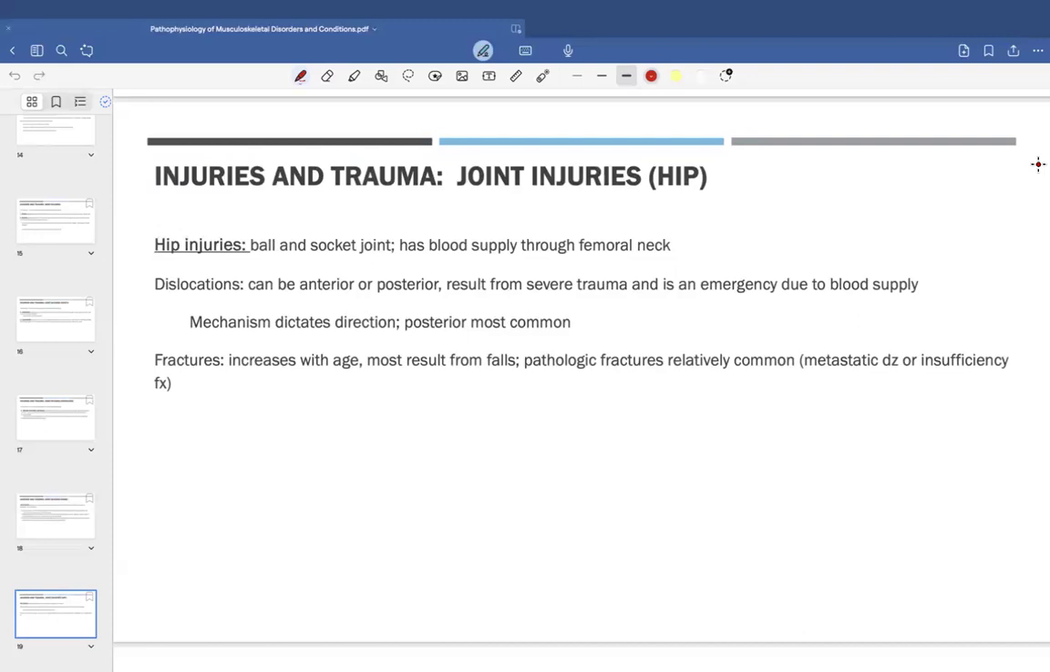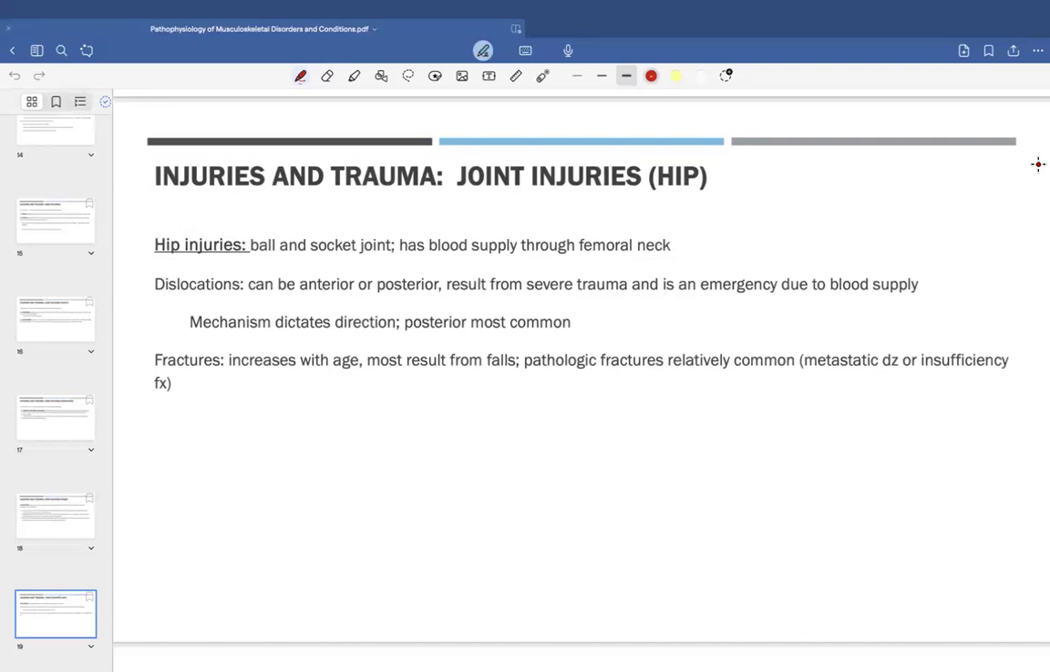Your dislocations, which we talked about in clinical diagnostics, can be anterior or posterior, but posterior in the hip is most common. Shoulder, which one's most common? Anterior. Good. And you have to think that was a heck of a force to disrupt that. Those who've had hip replacements already often have weakened muscles because of the approach and the surgery itself, and they are more prone to dislocations.